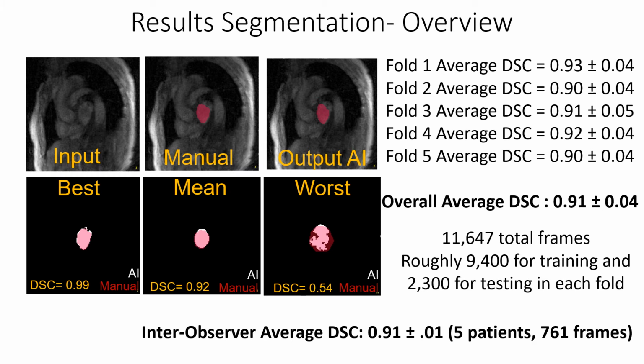Further, we did an inter-observer study of 5 patients between 2 humans, which gave an average DICE score of 0.91 plus or minus 0.01 agreement. Thus, our model is fairly comparable when it comes to 2D segmentation as assessed by the DICE score.